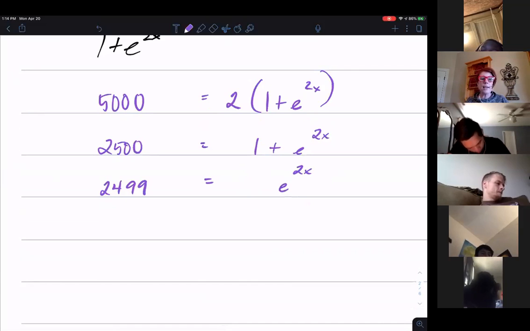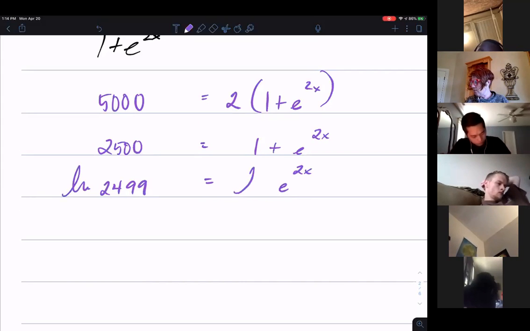So at this point, I've isolated my base and my power. There's no way in the world you can make your bases alike. So we'll just log both sides. And again, I'm choosing a natural log because I already have an e. So we'll natural log both sides.